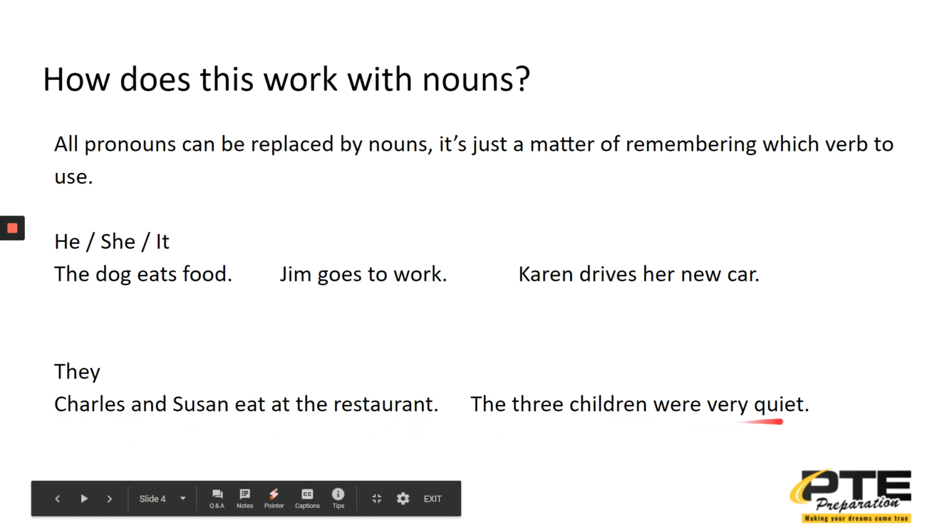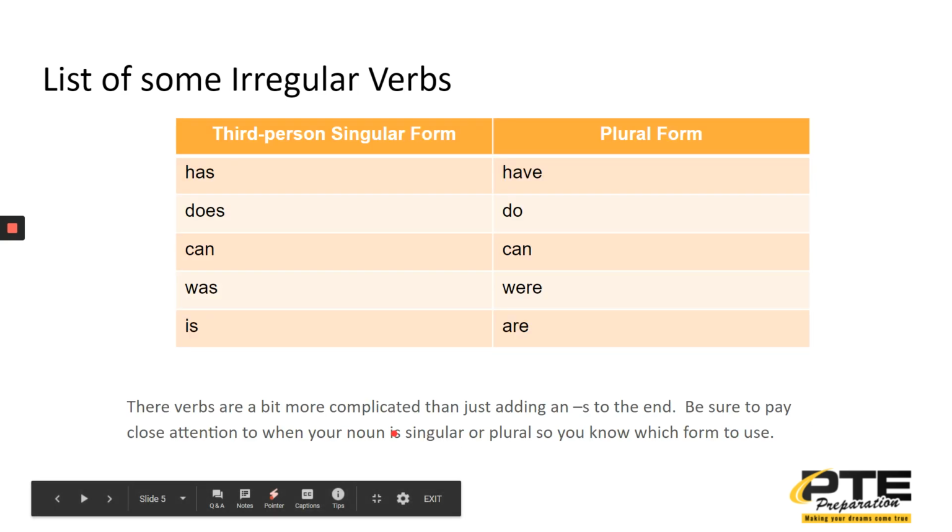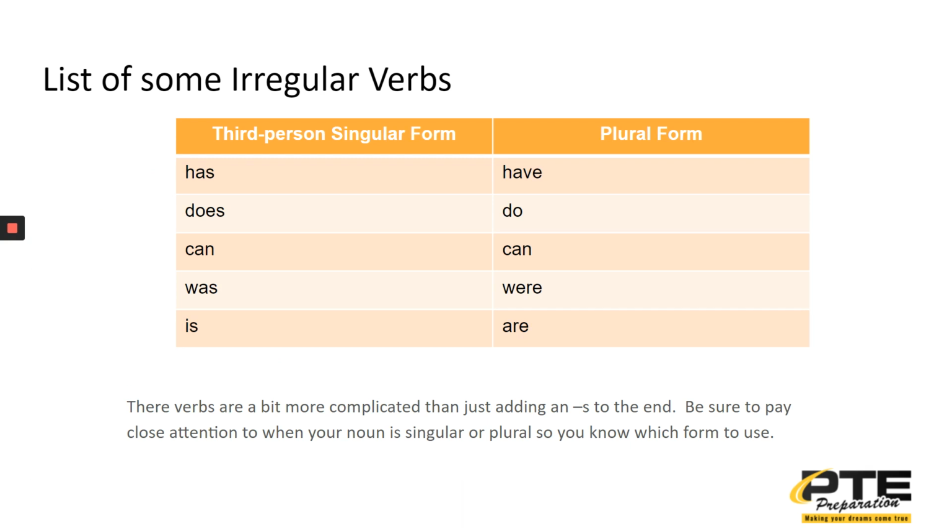The three children were very quiet. They were very quiet. So you just have to pay attention to where your nouns and your pronouns are in your sentence and then decide how to match your verb. Here is a list of some irregular verbs. You already know this information. You just may not be as aware of it when you're writing.